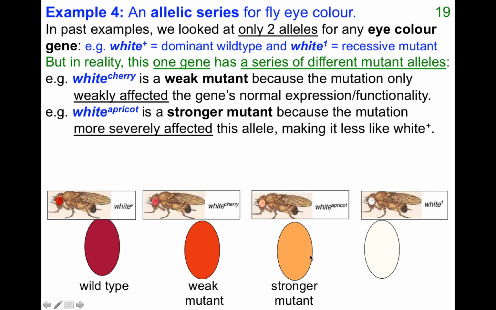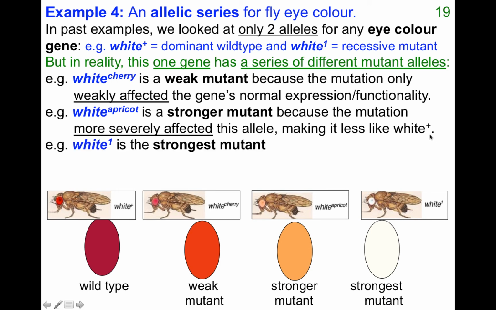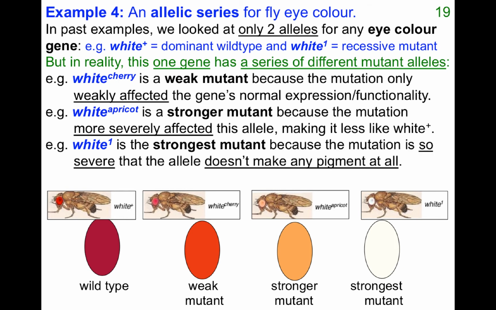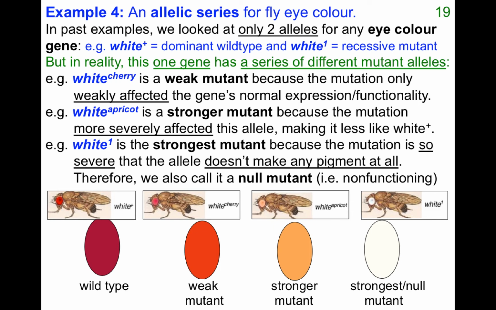So when we say strong mutant, we mean it looks less like the wild type allele. White 1, the one we looked at before already, we could call the strongest mutant because it's so strong that we have no color at all. It's completely defective. It's so severe that you're unable to make any pigment at all. So kind of wild type, and then a weak mutant is a little bit different, stronger is even more different, the strongest one is totally different. So we call this white allele the null mutant because it's the one that is completely non-functioning. So remember that terminology. We may mention it later.